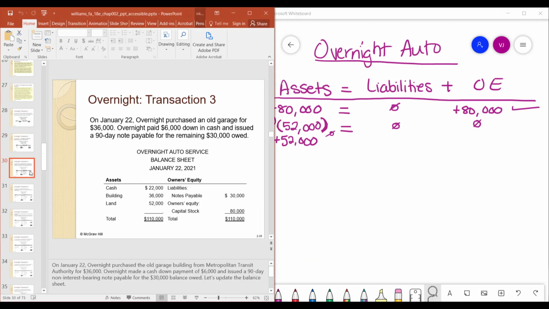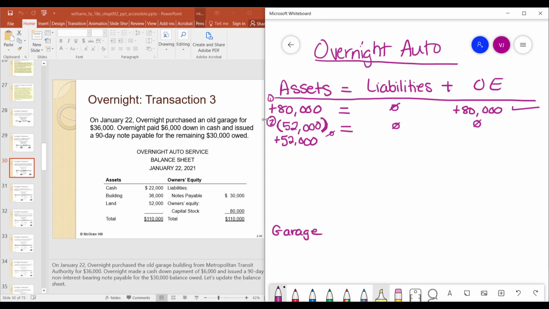On January 22nd, Overnight purchased an old garage for $36,000. And we'll refer to this garage as a building, because we see here they refer to it as building, so they bought a garage building for $36,000. Now we ask ourselves, okay, awesome. Let's start there. They purchased an old garage. Purchased meaning they own it. They're not renting it. Okay.